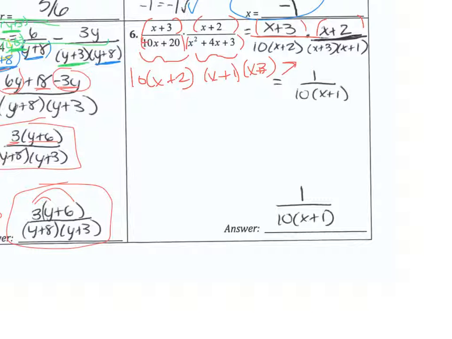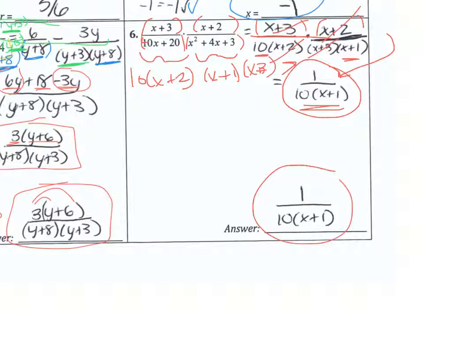For multiplication, I love those. You just extend the line, cross off common factors. So we cross off x plus 2, we cross off x plus 3. Remember, when nothing's left on the top, in the numerator or denominator, you can put a 1 as a placeholder. And on bottom, we're left with a 10 and the quantity x plus 1. So our final answer is 1 over 10 times the quantity x plus 1.